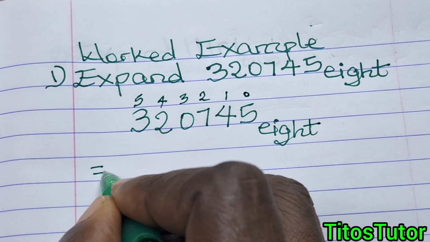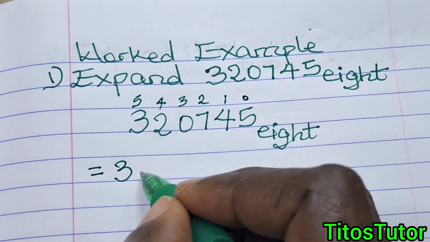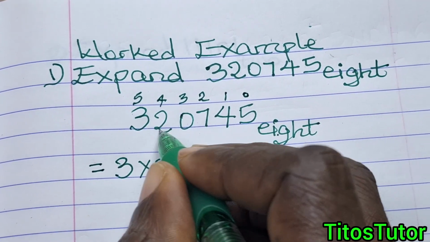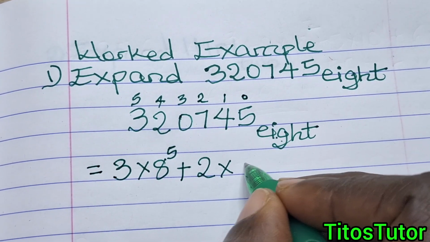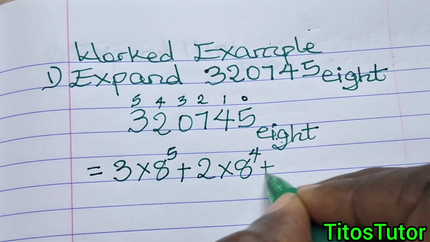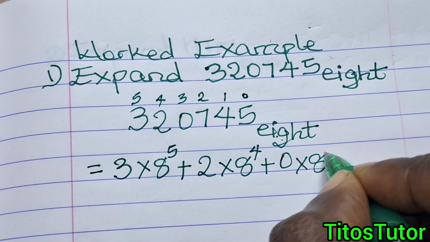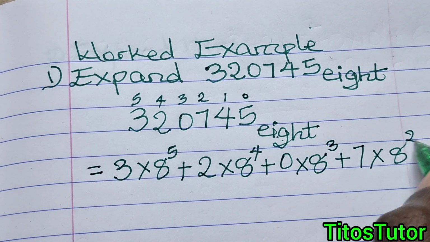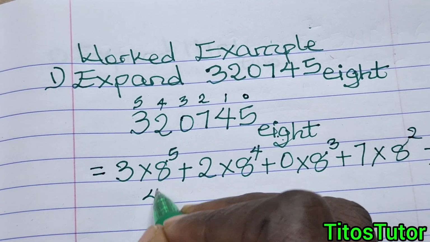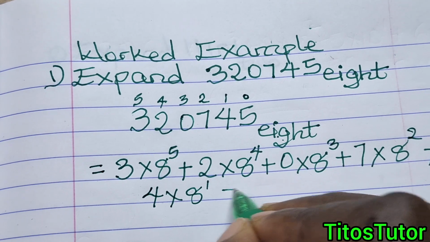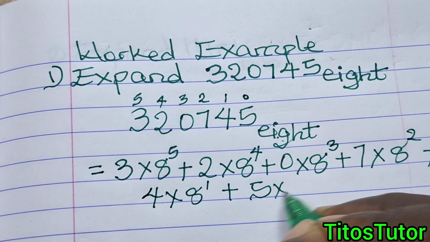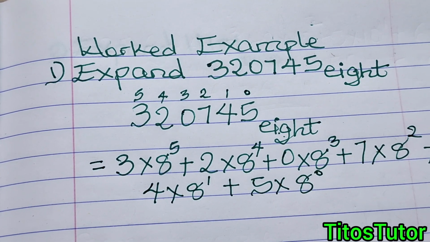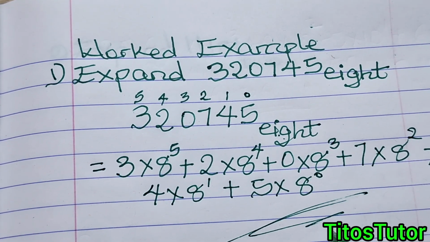So I'm going to expand this. This is equal to the number 3 times the base 8 to the power of 5. I'll add it to 2 times 8 to the power of 4. Add it to 0 times 8 to the power of 3. I'll add it to 7 times 8 to the power of 2. I'll add it to 4 times 8 to the power of 1. I'll add it to 5 times 8 to the power of 0. I have expanded that number in the power of its base.